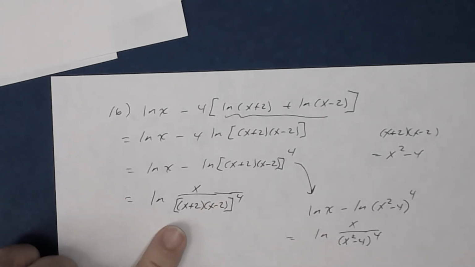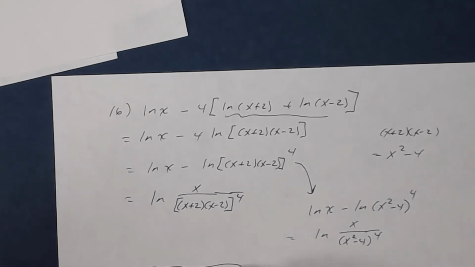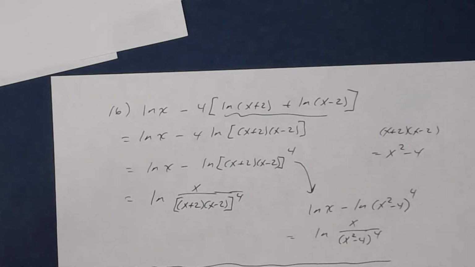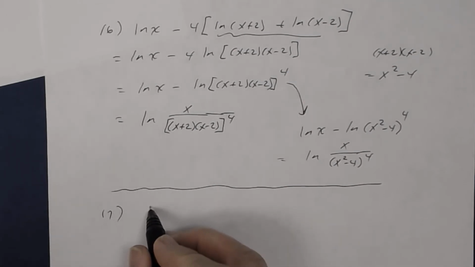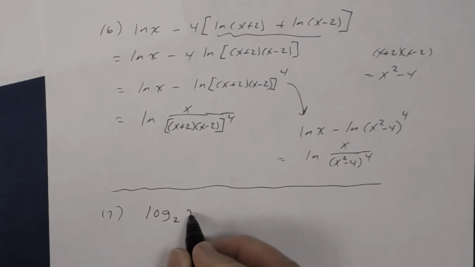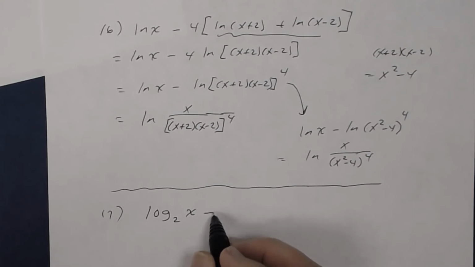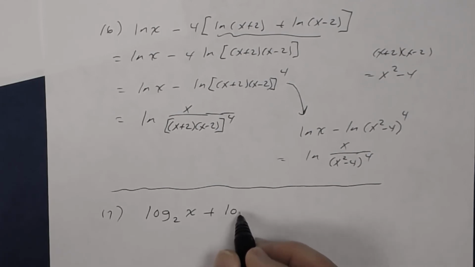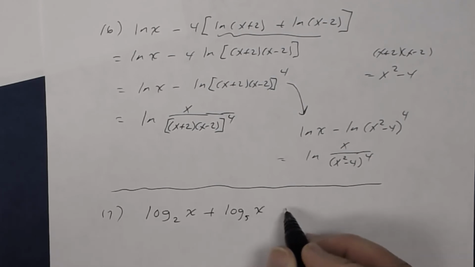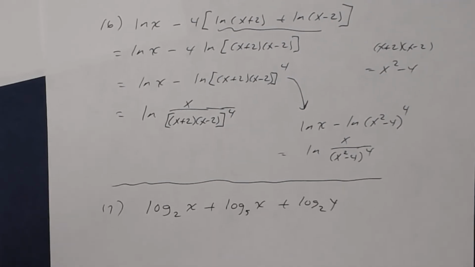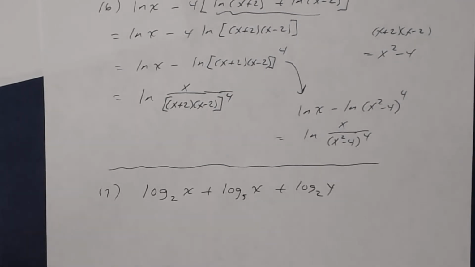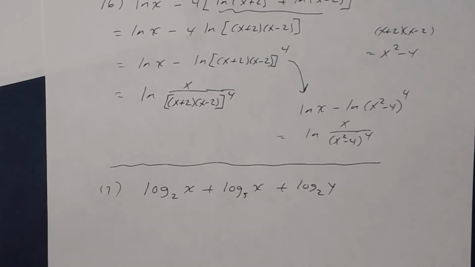Okay, now let's see if you remember something we said earlier. What if we had this? The log base 2 of x plus the log base 5 of x plus the log base 2 of y. Now, I want to condense this as much as possible. Condense as much as possible.